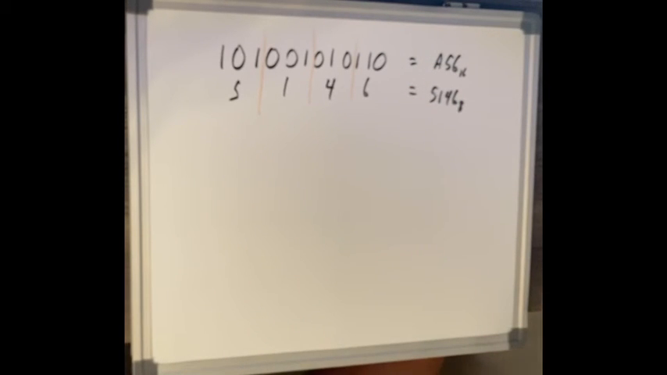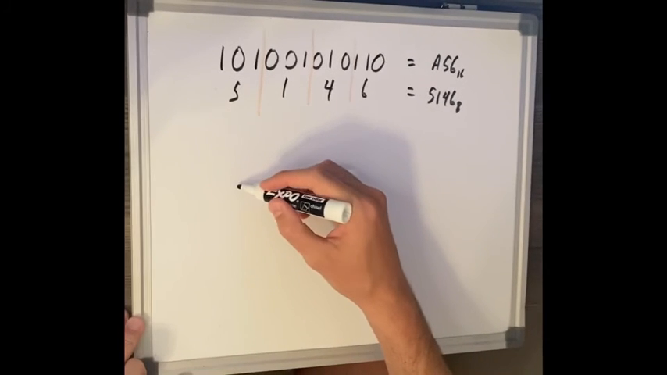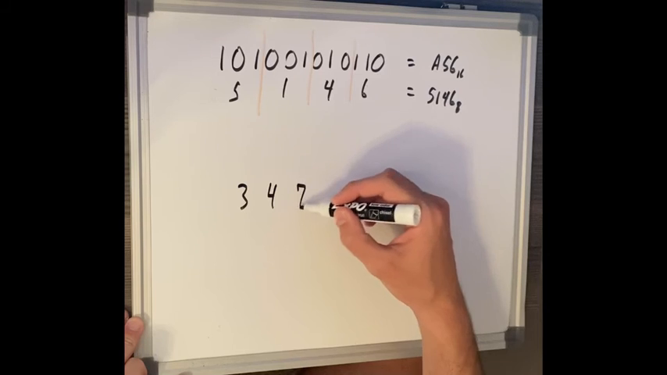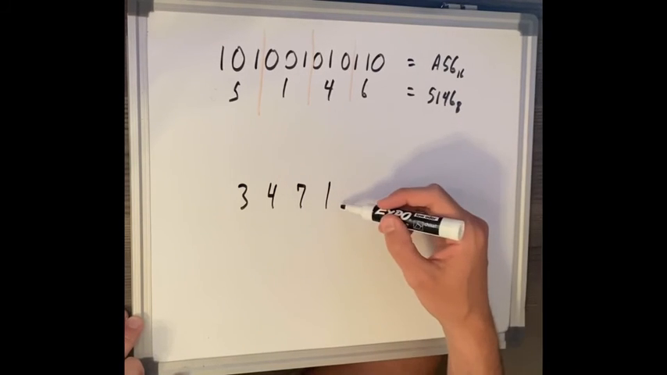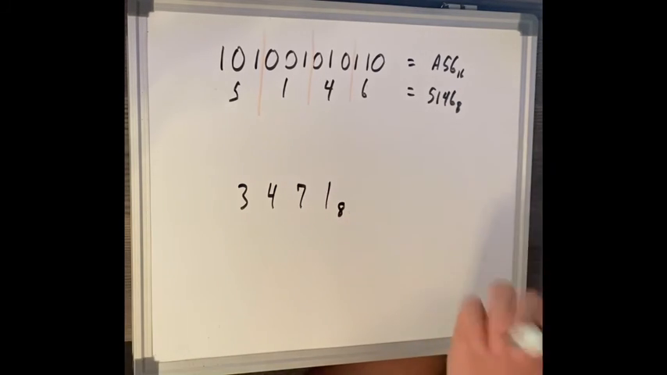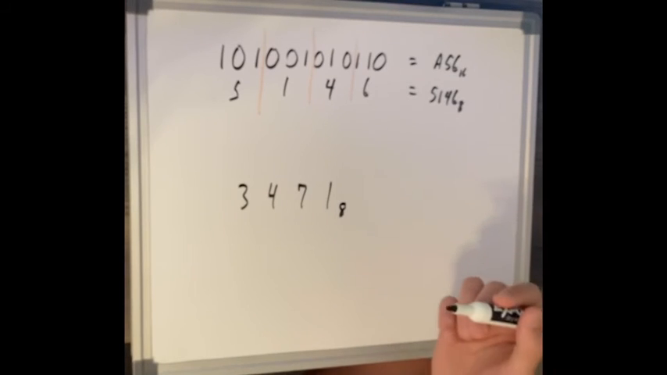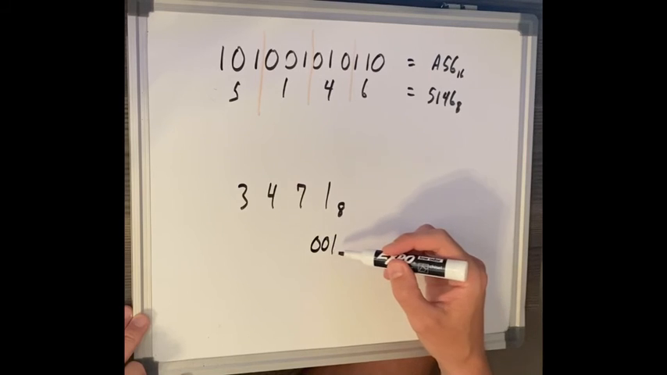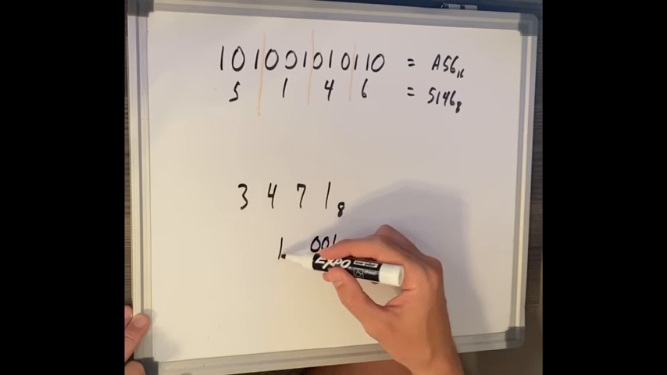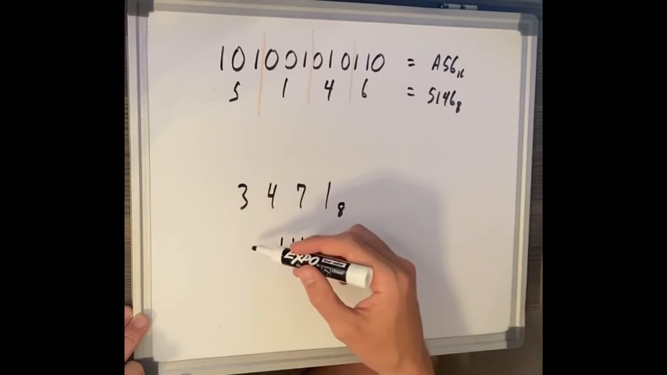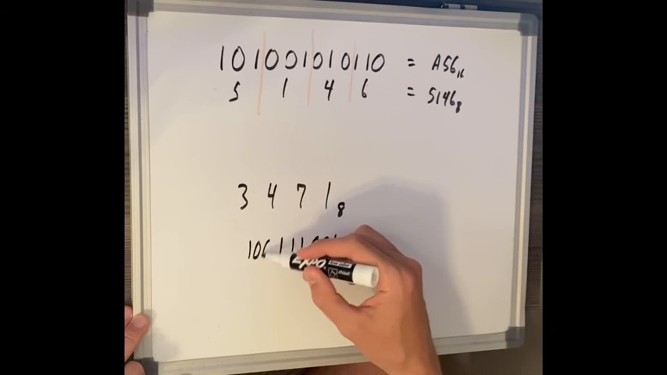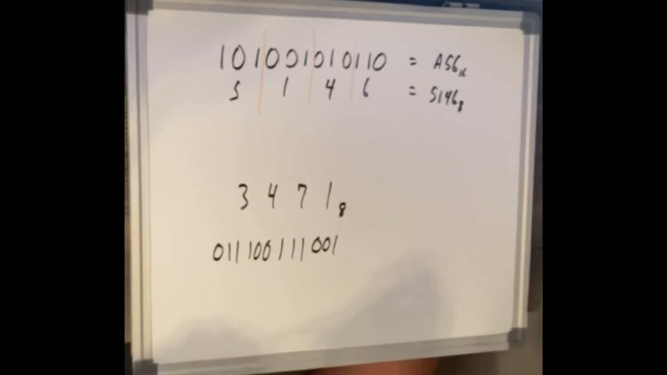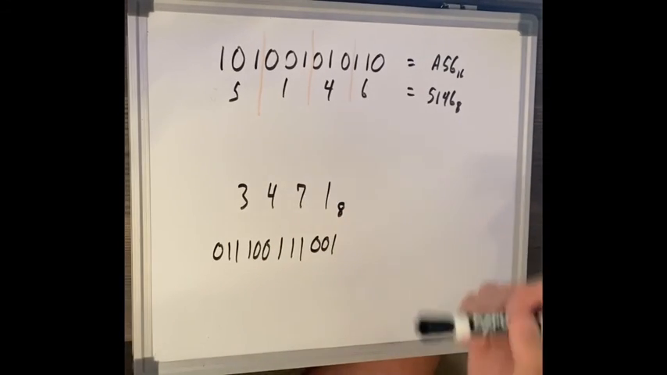So you could even start with, let's say we do 3471 in base 8. I can take this to hexadecimal by first going to binary. So I know 1 is 001. 7 I know is 111. 4 I know is 100. And 3 is 011. So now this is the binary equivalent of that in octal.